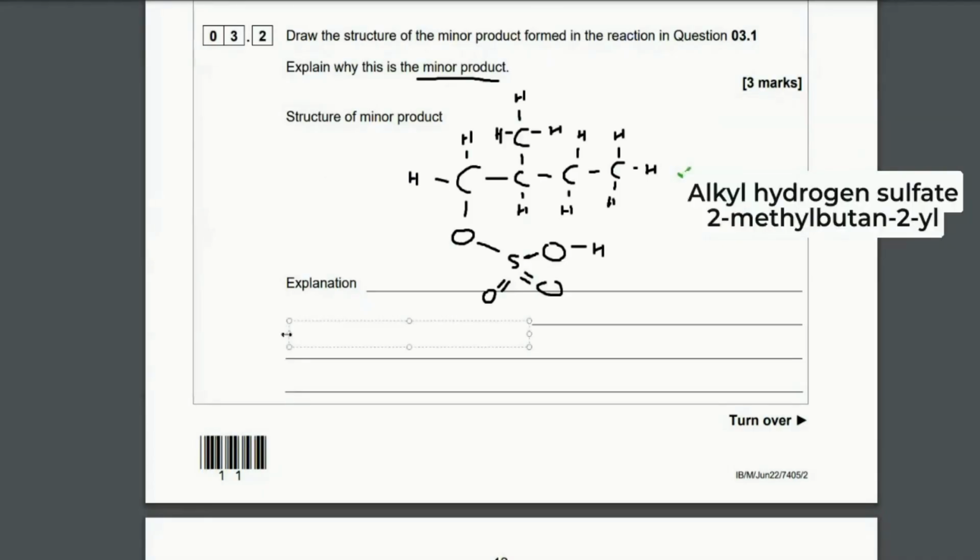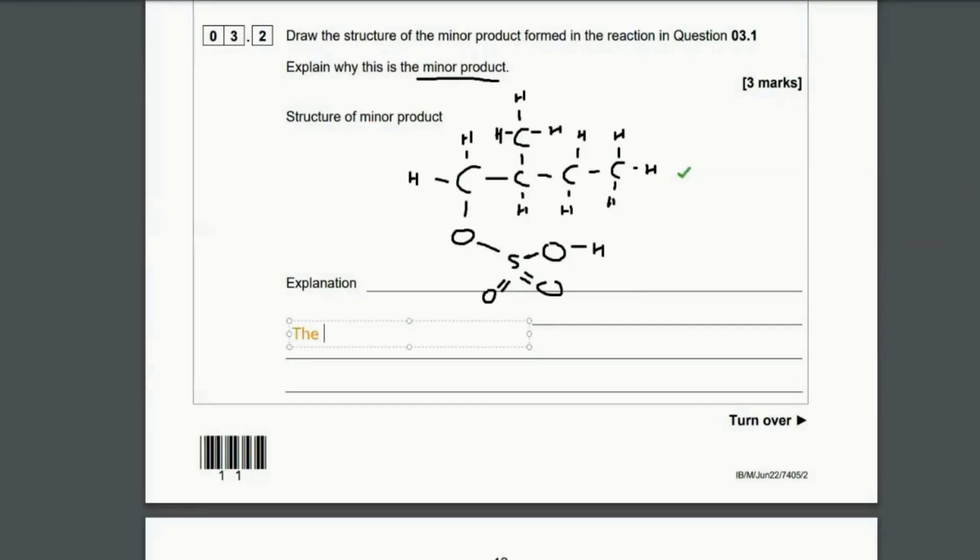And it's going to be 2-methyl, because we've got that methyl group on the second carbon, butan, because there's 4 carbons in the straight chain there, 2-yl. 2-methylbutan-2-yl hydrogen sulfate. Forgot to name the hydrogen sulfate. Geez, that's a serious name. You don't have to name that. Let's just forget about that, yeah?